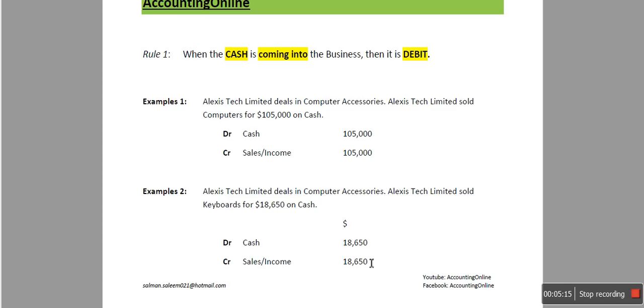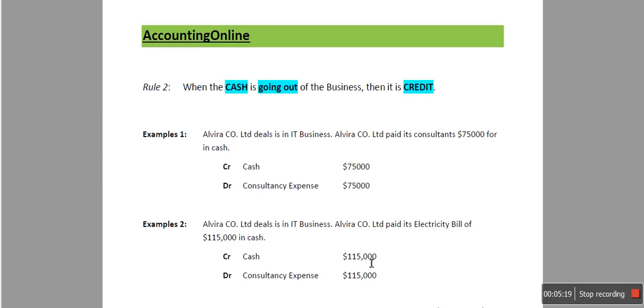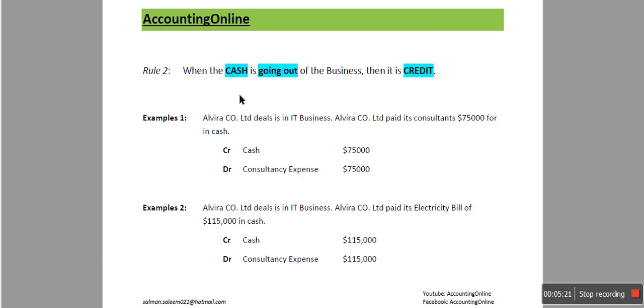Now let's jump to the example for rule number two. What's rule number two? Rule number two says cash is going out of the business. When the cash is going out of the business, then it is credit in nature, as highlighted here.